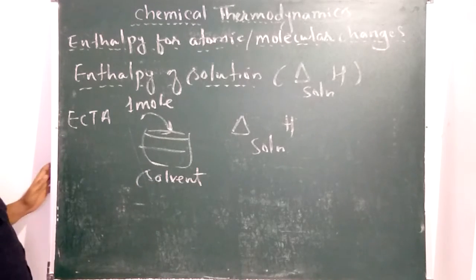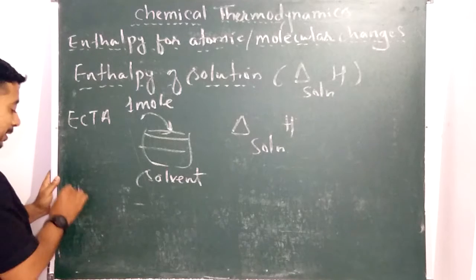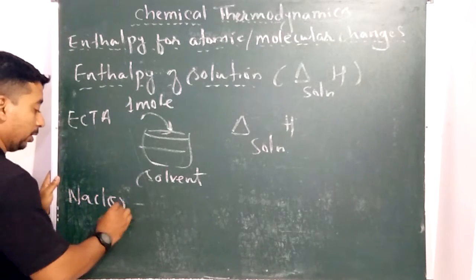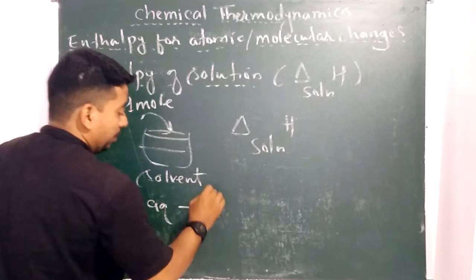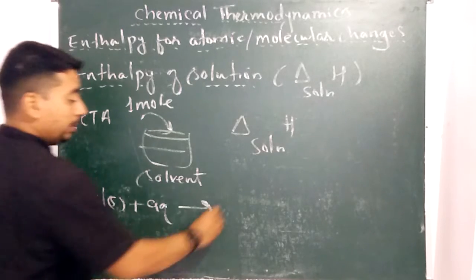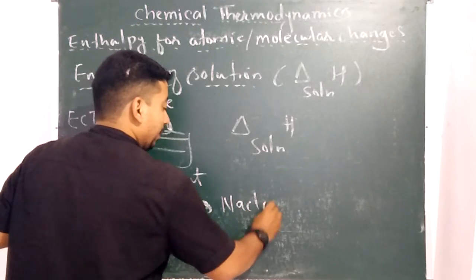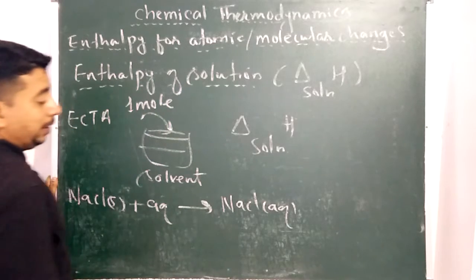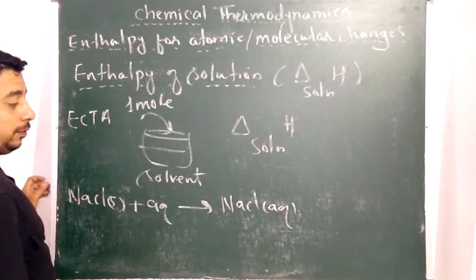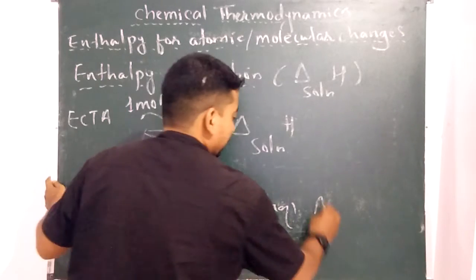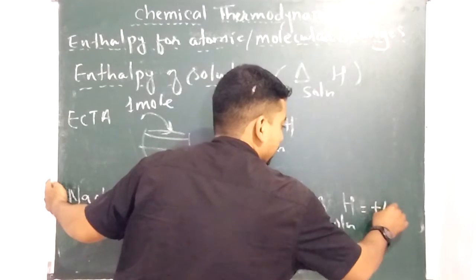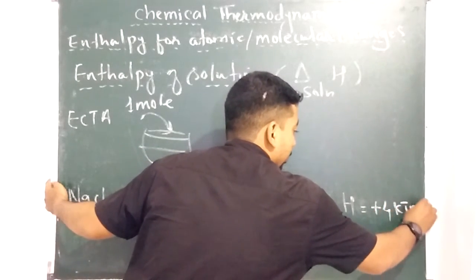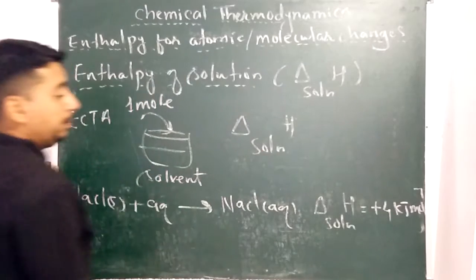Now see the example, NaCl solid plus aqueous, I am using AQ or aqueous for water, it will form NaCl aqueous. Enthalpy change will be called as enthalpy of solution, and enthalpy of solution for NaCl is equal to plus 4 kilojoule per mole.